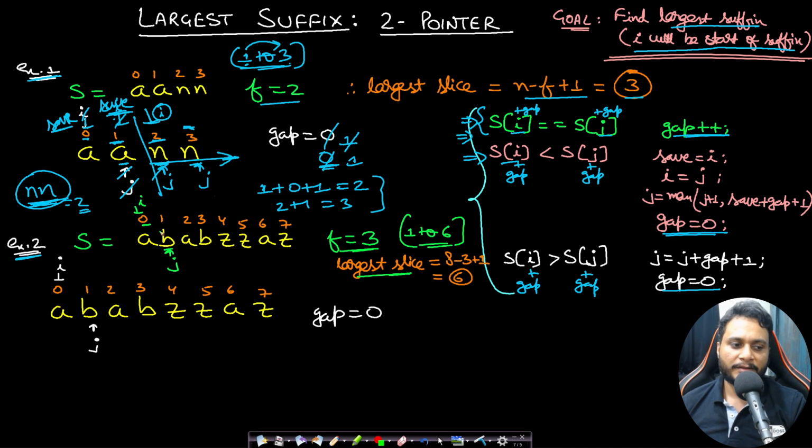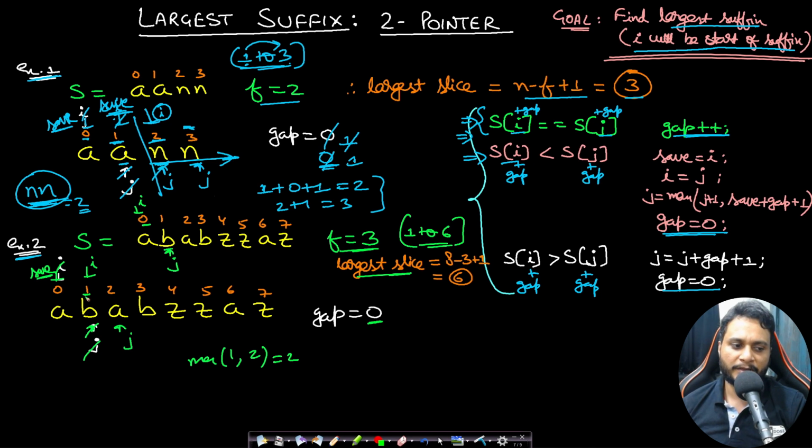Are they matching? They are not matching, right? I have made it separately. So 0 is not matching with 1. So in this case, what to do? Asset I plus gap is less than asset j plus gap. So this I will be saved using a save variable. I will be made equal to j. J will be equal to max of save plus gap plus 1, which is 1. So max of 1 comma j plus 1, that is 2. So j will be going to this 2.